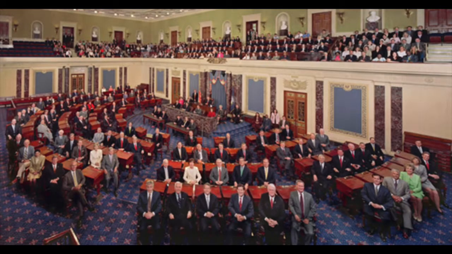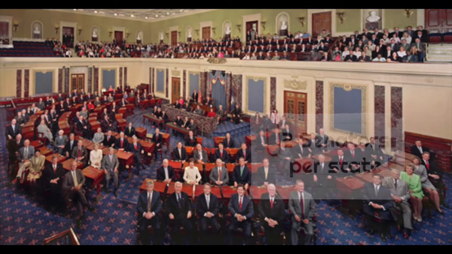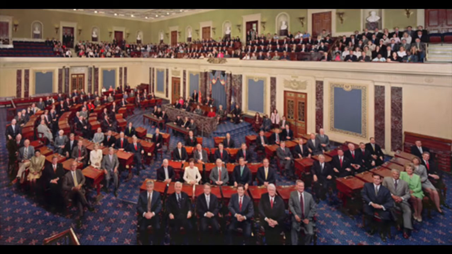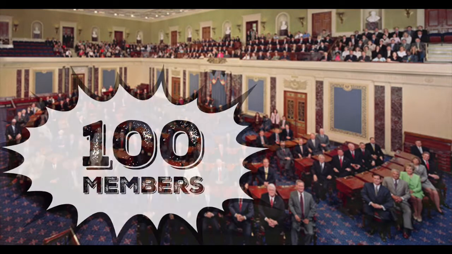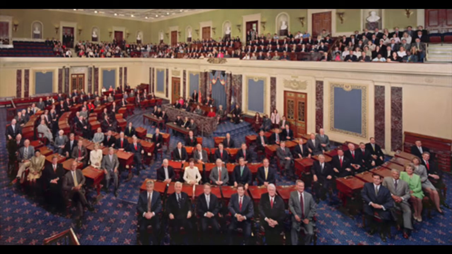The Constitution says that the Senate shall be composed of 2 senators from each state, and so the Senate is a much smaller body than the House. Like the House, the size of the upper chamber has grown with the country. Today, 100 senators represent the 50 states.